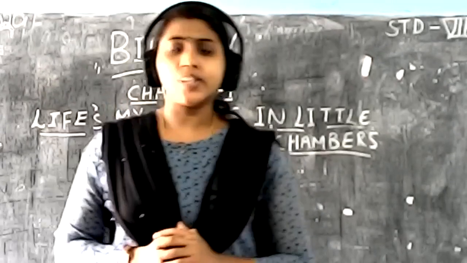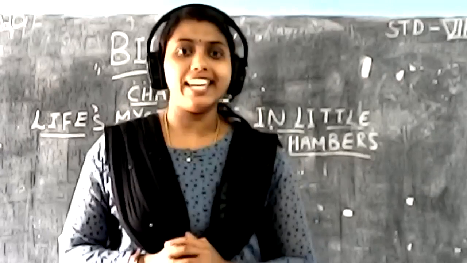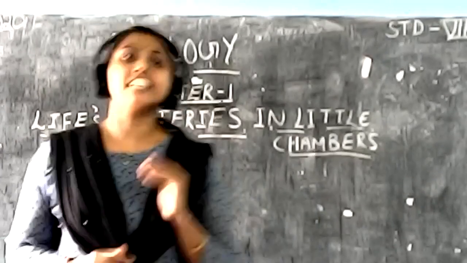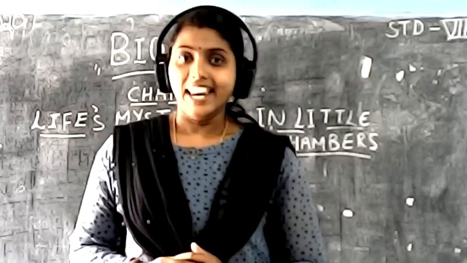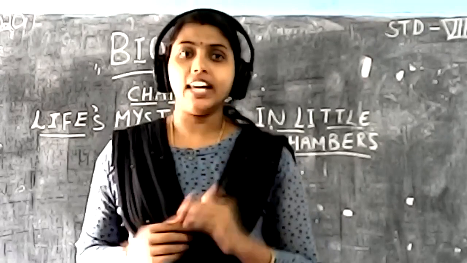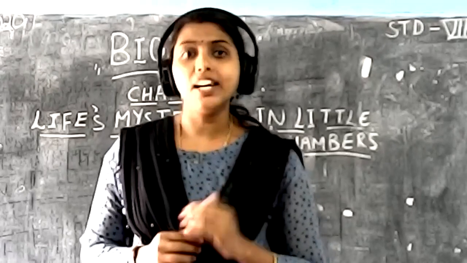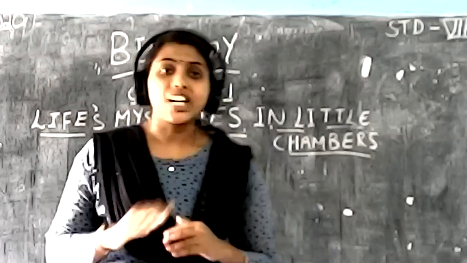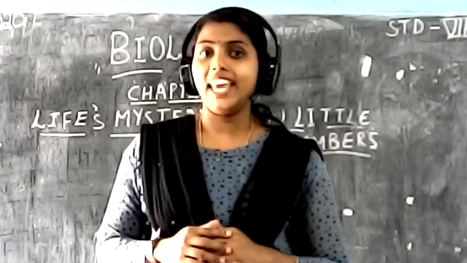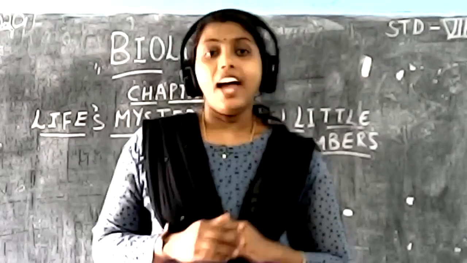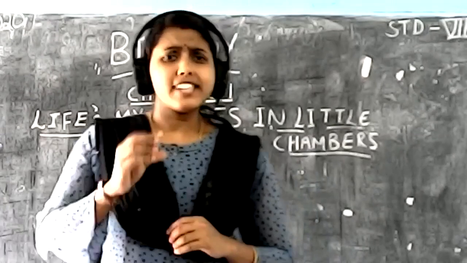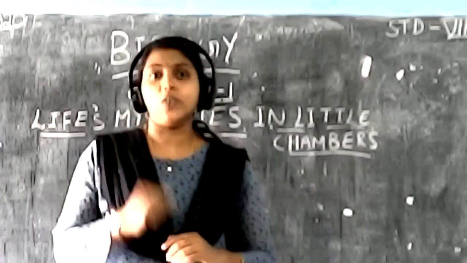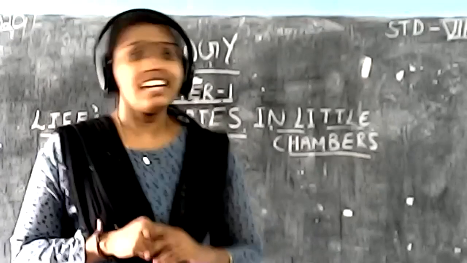The scientist who discovered the cell is Robert Hooke. He observed a section of a cork using a simple microscope, and he saw some tiny little chambers. He named those little chambers as cells.